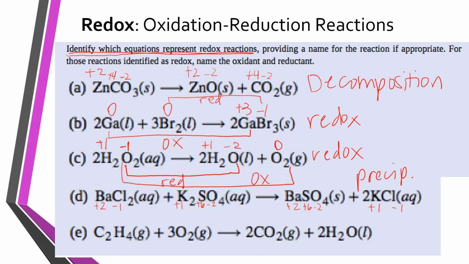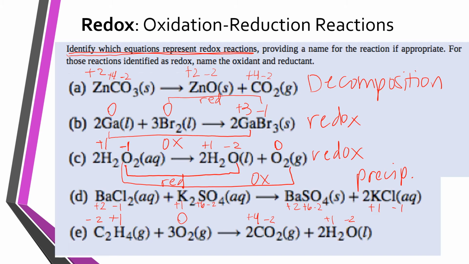Down at the bottom, we have combustion. So here, hydrogen is +1. We have 4 of them, so that's +4 total. Carbon, there's 2 of them, so each of them is going to be -2. Oxygen is in its normal state, so it's 0. In carbon dioxide, we have oxygen -2 times 2 is -4, so carbon is +4. And in water, oxygen's -2, hydrogen is +1.